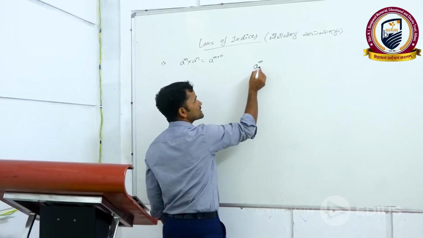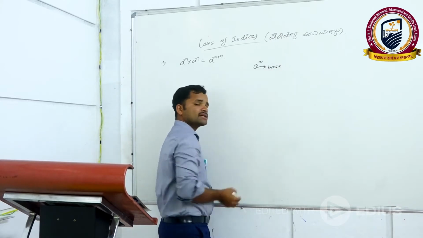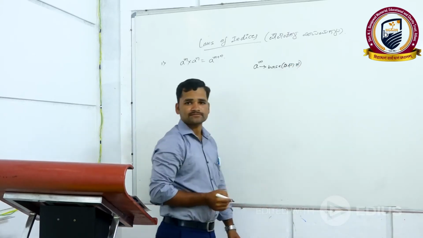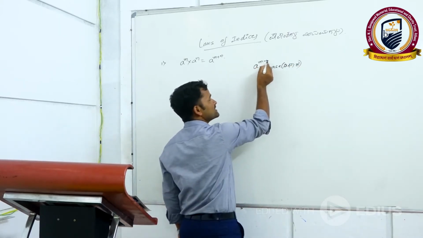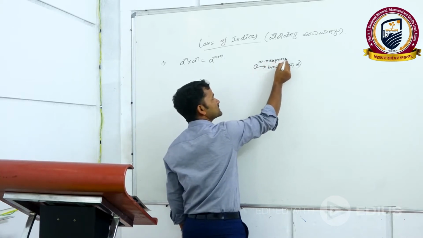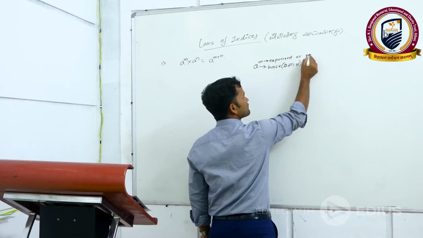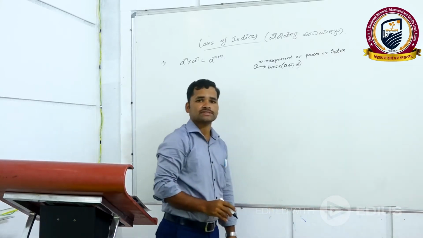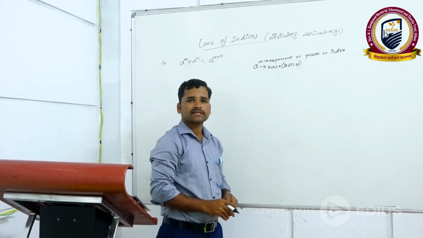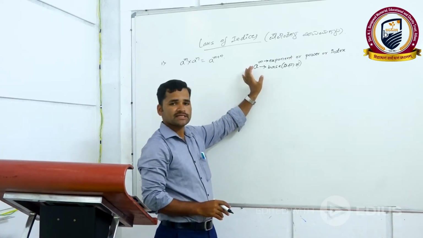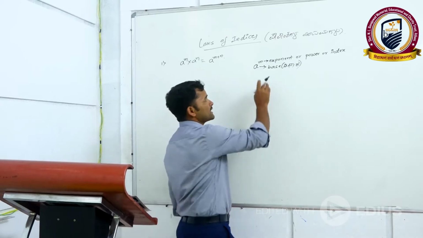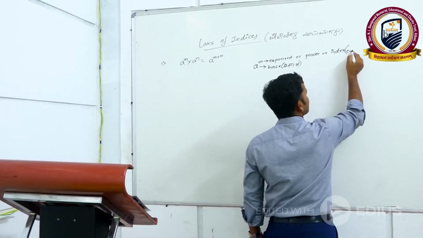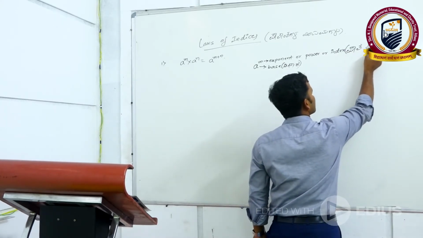Here a is called a base. Next, m we say is the exponent or power or index. Anyone you can use. A to the power m, in the sense a is base and m is the power of that. Exponent, power or index, whatever you can call here. In Kannada it is called ಘಾತ ಸೂಚಿ.